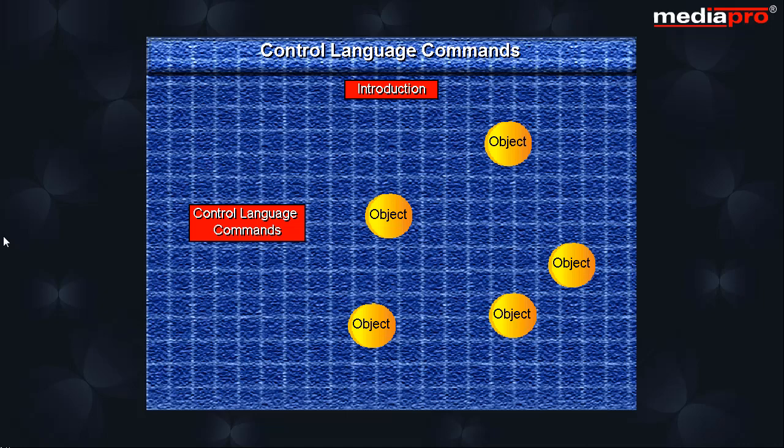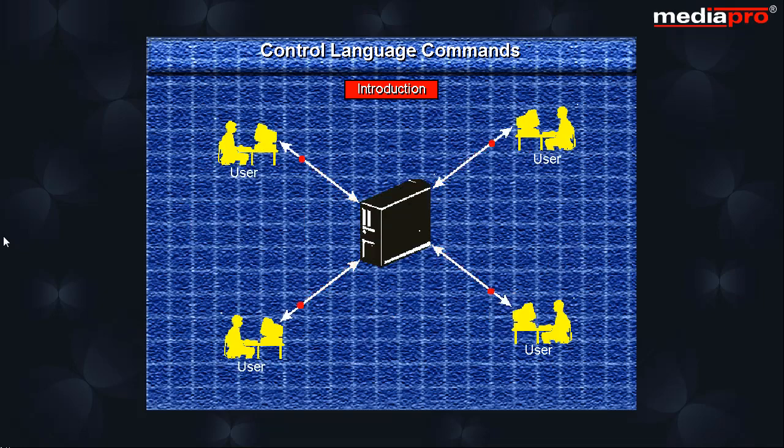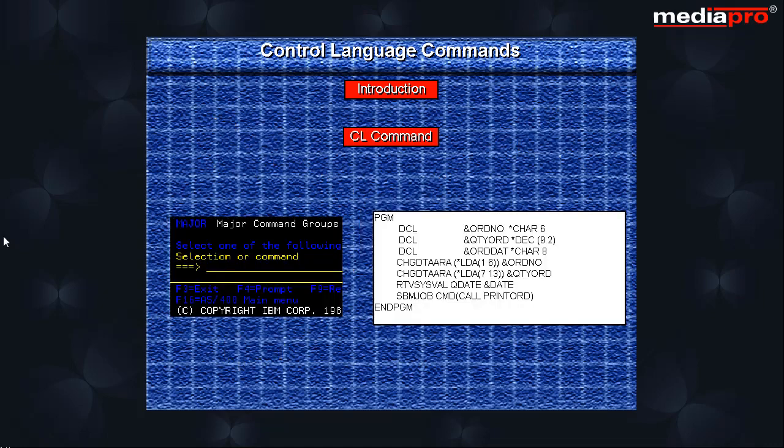In this chapter, we will look at control language commands and see how they can be used to perform various operations on AS400 objects. A user communicates with the system by using control language commands. CL commands can be entered on the command line or included as part of a control language program.